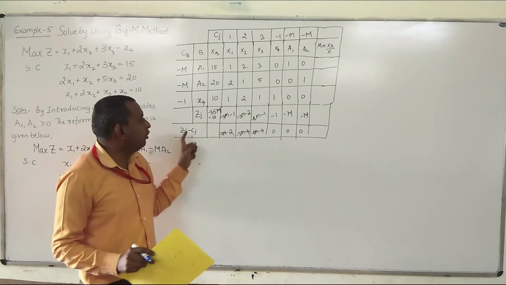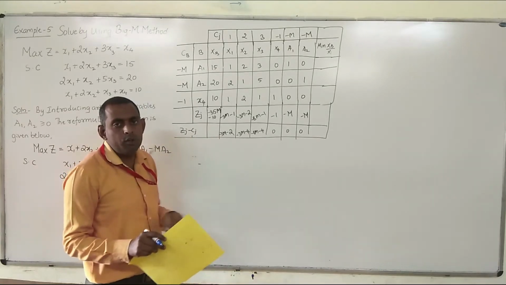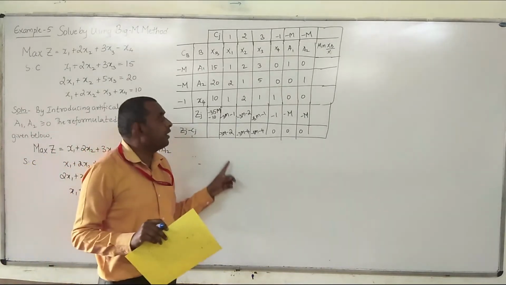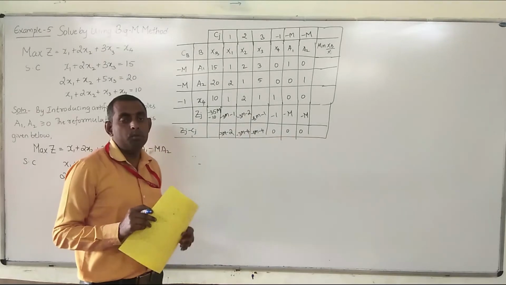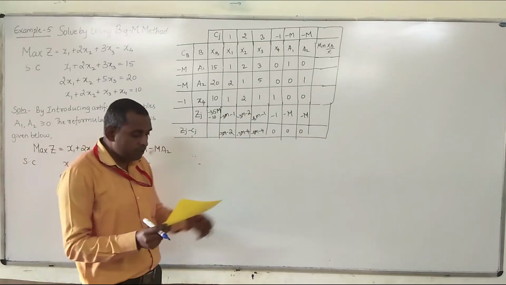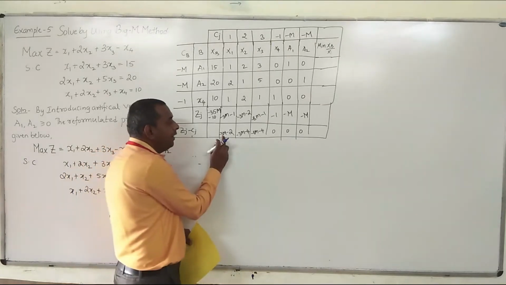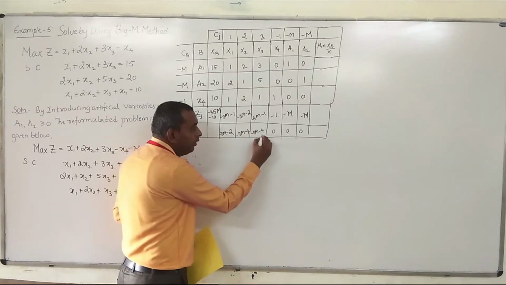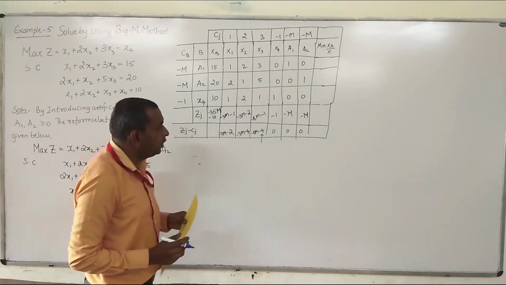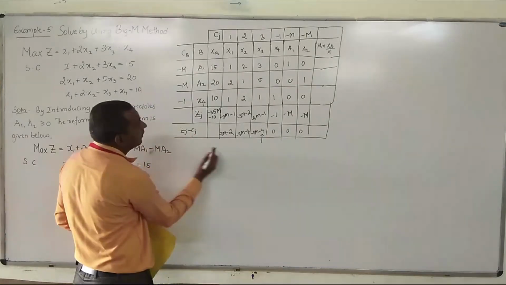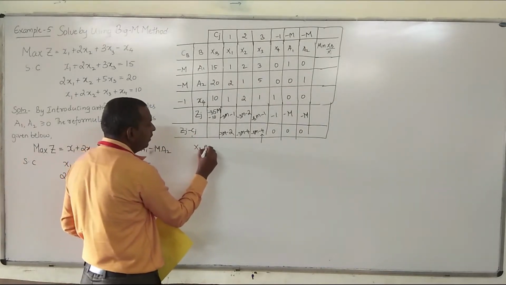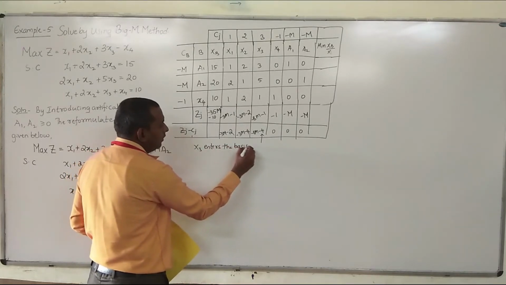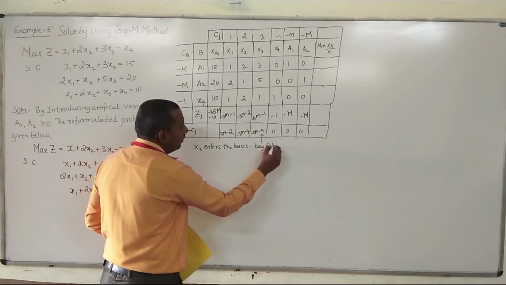We have already calculated the Zj minus Cj. So we need to choose the most negative among the Zj minus Cj to find the key column. The most negative value is minus 3m here. It is also minus 3m here, but it is minus 8m here. So this is the most negative. That's why x3 enters the basis. That is the key column.